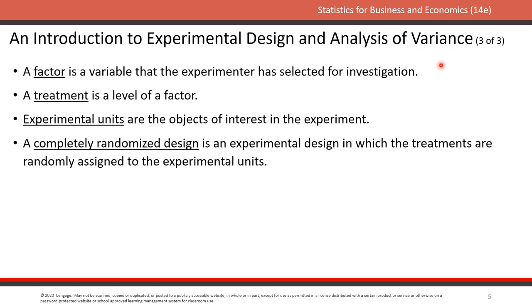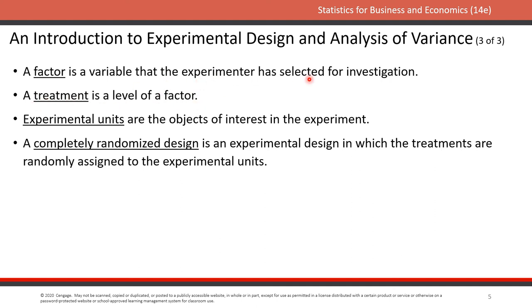That's the big picture description of what's going on. And then the levels would be control, the old marketing method, and treatment, the new marketing method. So that's what they mean when they say treatment is a level. Again, levels are just the different things that the factor can take on. So pepperoni, sausage, anchovies for the factor of pizza topping.